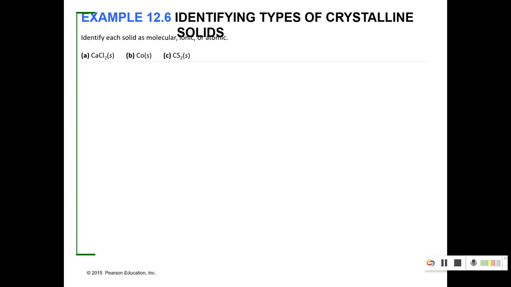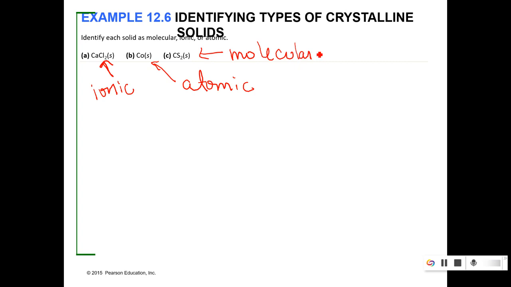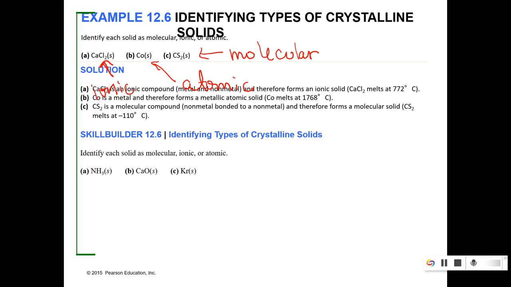So first we're going to categorize. A is obviously ionic because it's a metal and a nonmetal. That is the easiest one to identify. Cobalt, if it is by itself, it's atomic. And then CS2 is molecular because it's 2 or more nonmetals. So you should be able to easily identify these, no problem. NH3, that would be molecular, calcium oxide is ionic, and then krypton would be atomic.